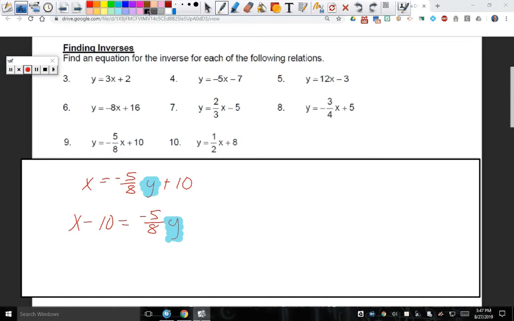Now, if I'm looking at this and I want to get y by itself, I want to hear your suggestions. What do I do to both sides? Multiply by -5. Okay, here we go. He's saying more than one step. I'm saying a one-step thing. What would I do? Yeah. So is that what you were going to say? I'm going to multiply by negative 8/5.